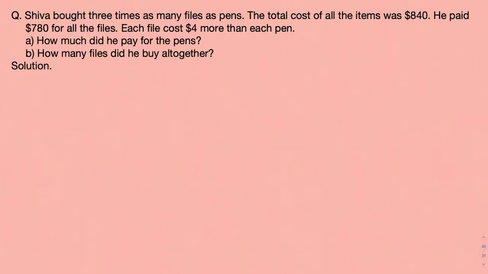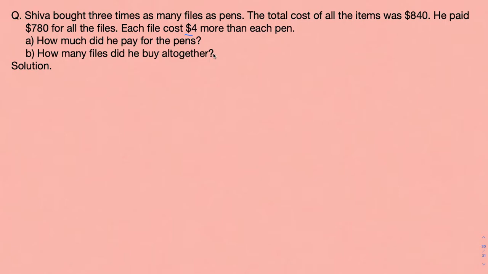So let's do another interesting word problem on whole numbers. Let's read the question first. Shiva bought 3 times as many files as pens. The total cost of all the items was $840. He paid $780 for all the files. Each file cost $4 more than each pen. Now part A of the question is how much did he pay for the pens, and part B is how many files did he buy altogether.